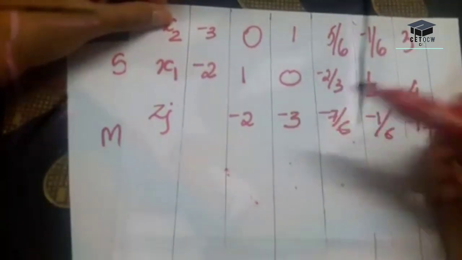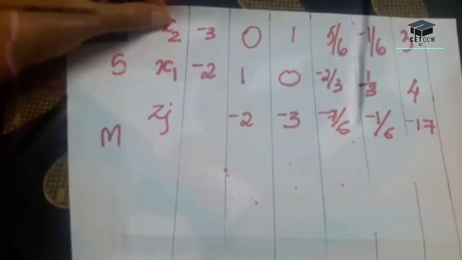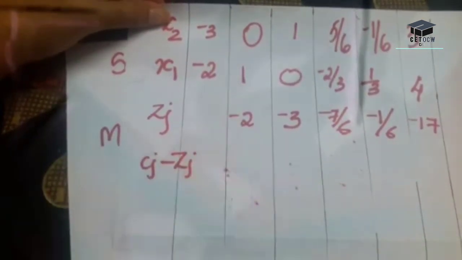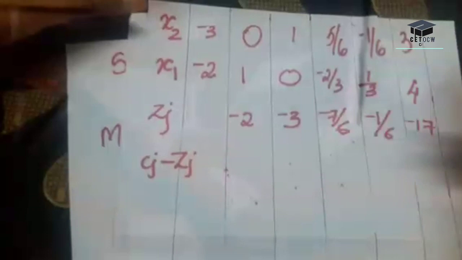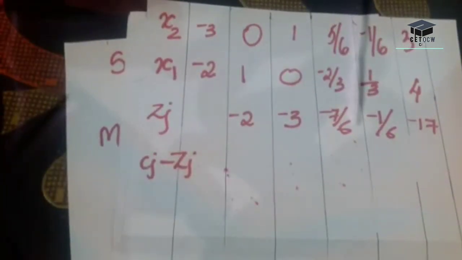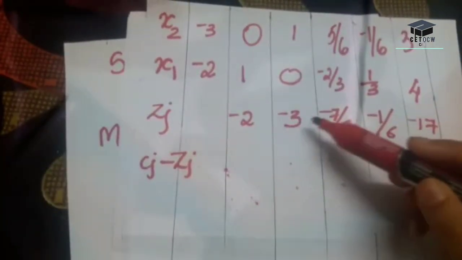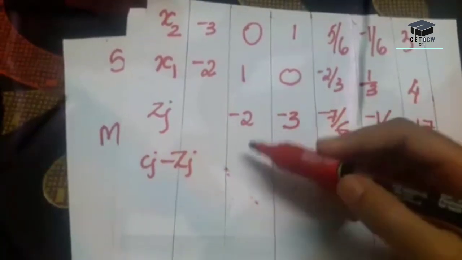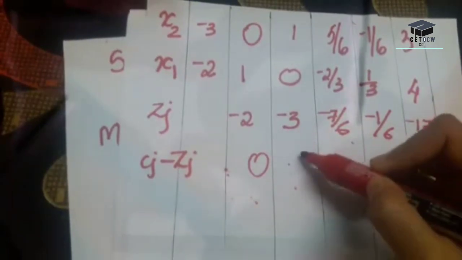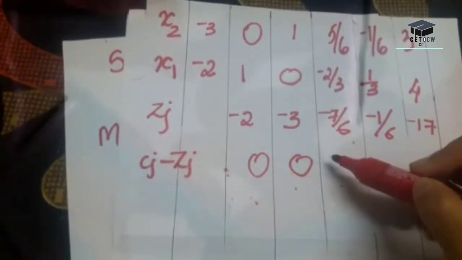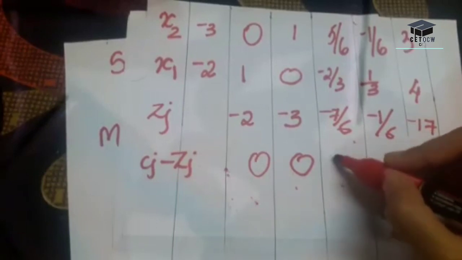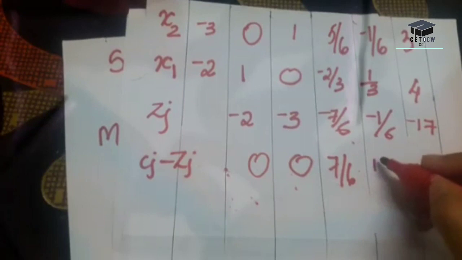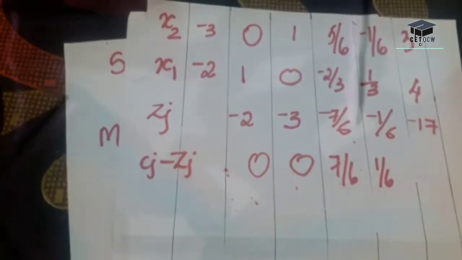So now the next step is Cj minus Zj. Sorry, I forgot about that step. Cj minus Zj, we'll subtract all these values from our earlier Cj values, that is minus 2 minus minus 2 is 0, minus 3 minus minus 3 is 0, then 0 minus minus 7 by 6 will give you 7 by 6, then 0 minus minus 1 by 6 will give you 1 by 6.